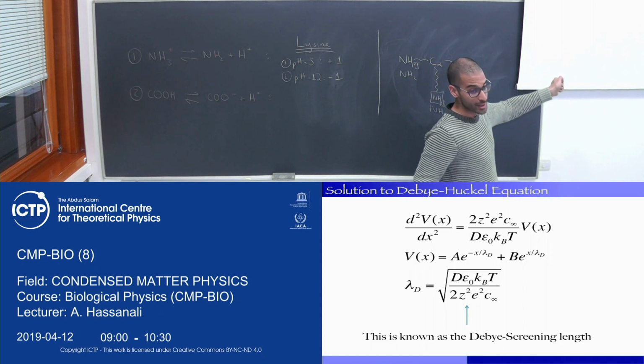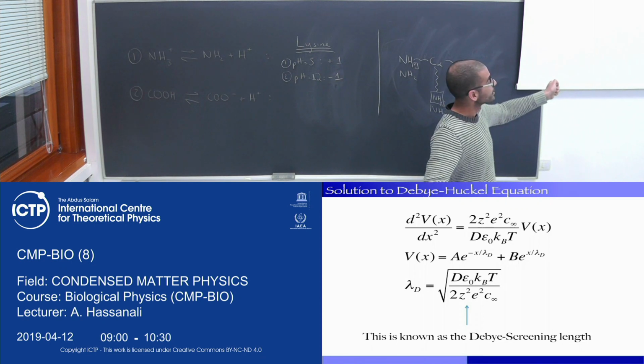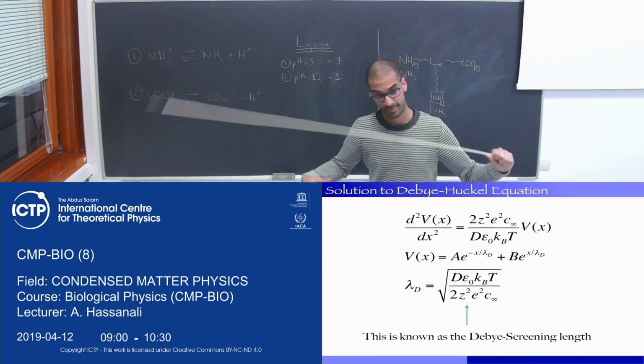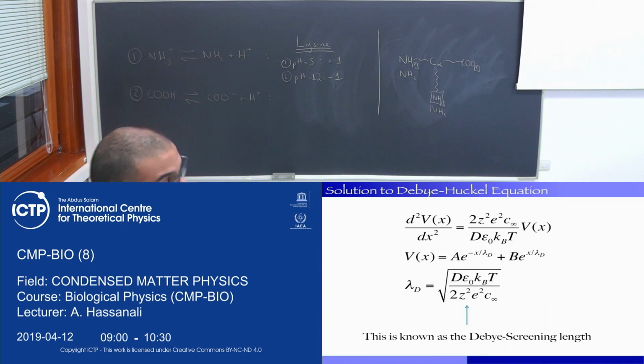As I increase the concentration of ions, the screening length decreases, which also makes sense, because if I put more counterions near my charged surface, there's going to be a decrease in the screening length.